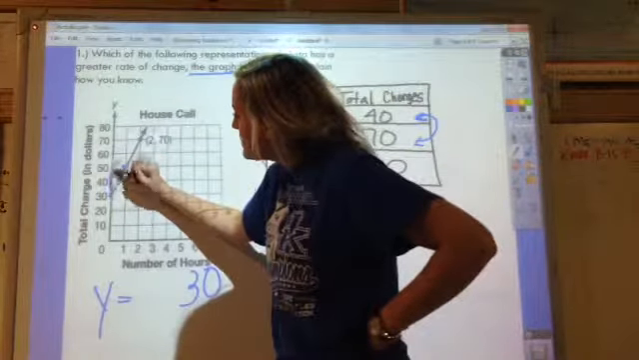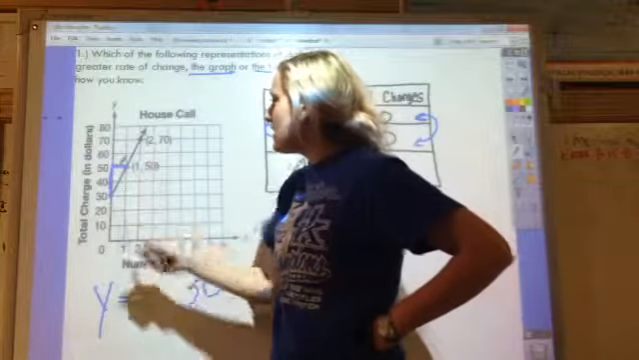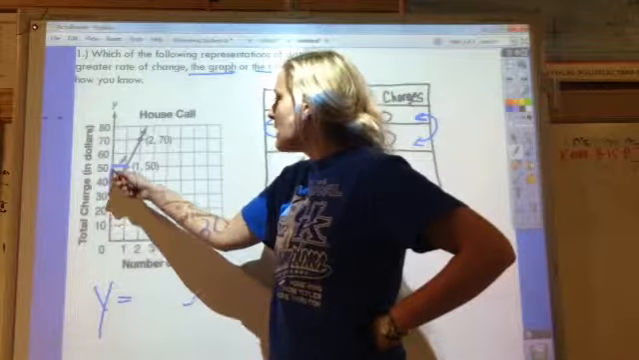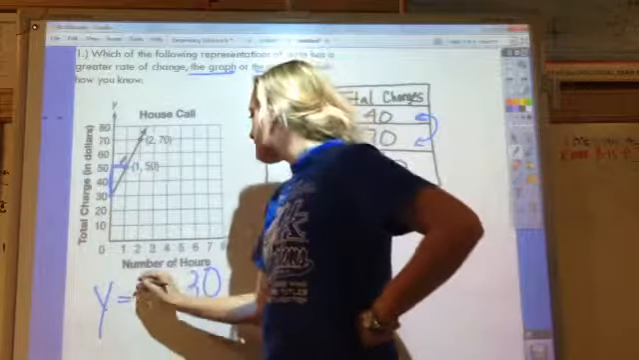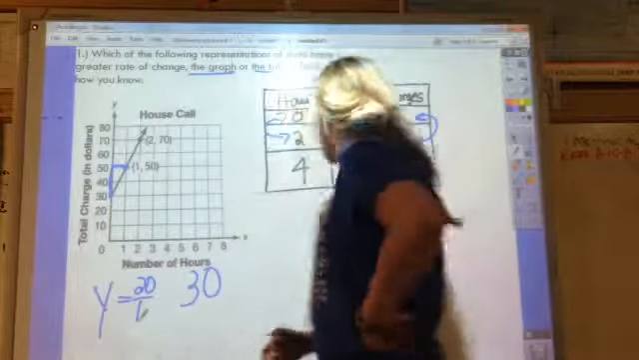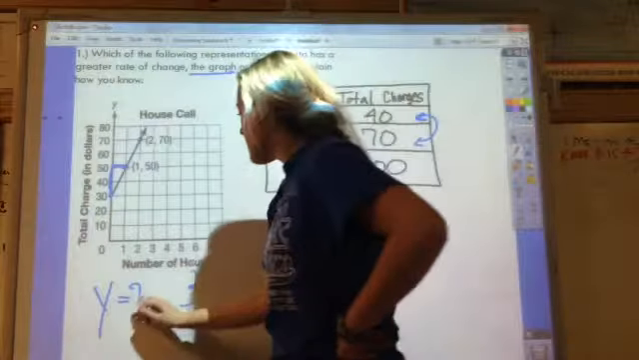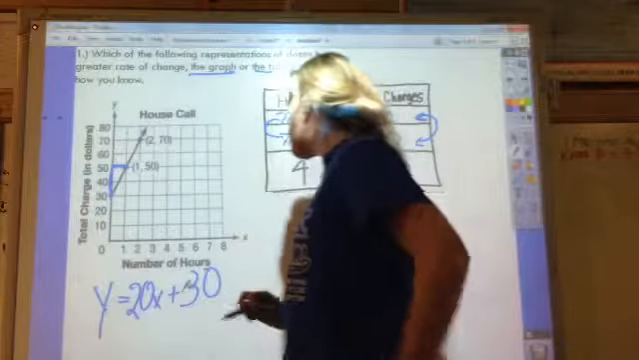Now I'm going to find the rise and the run between those 2 points. These units are increasing by 10. So I'm actually rising 20 if I go from 30 to 50. So I have 20 over, then I run once. So I have a slope of 20. So my equation would be y equals 20x plus 30.